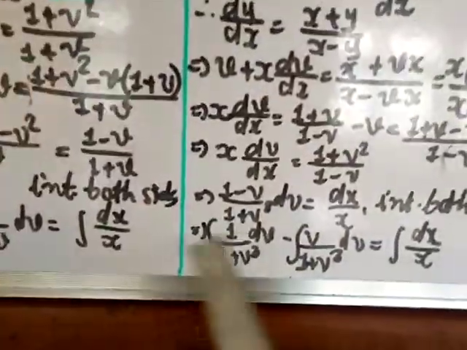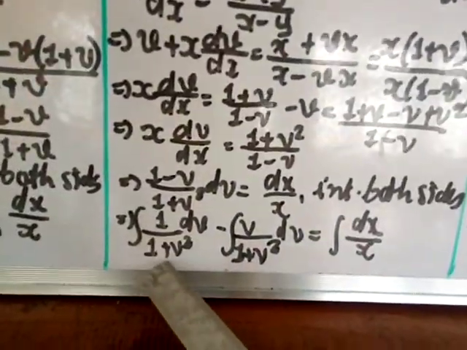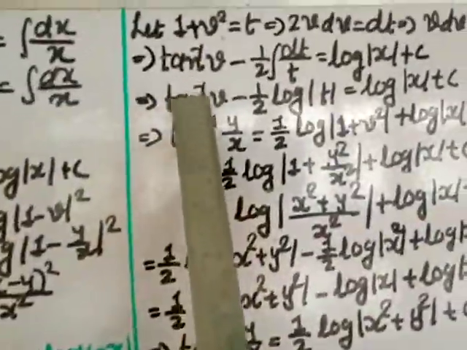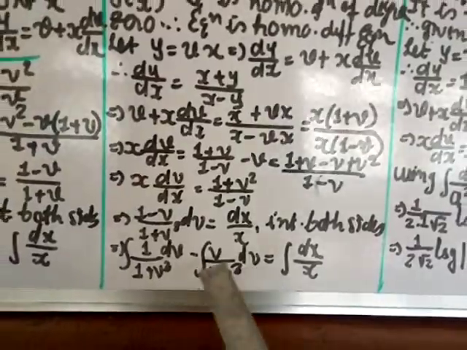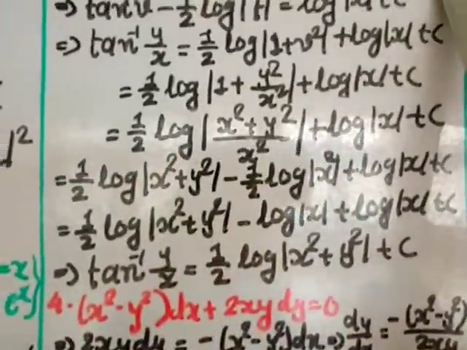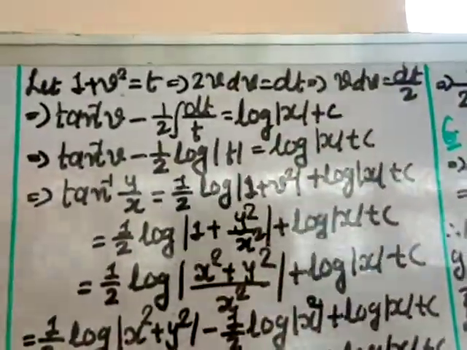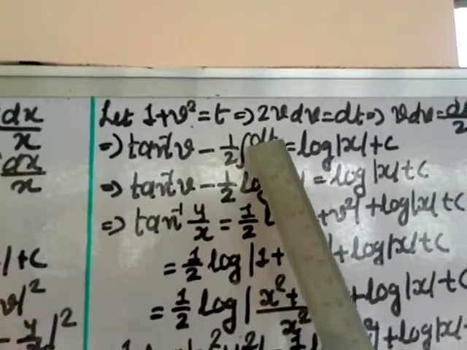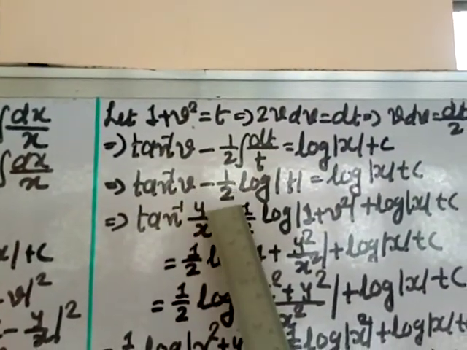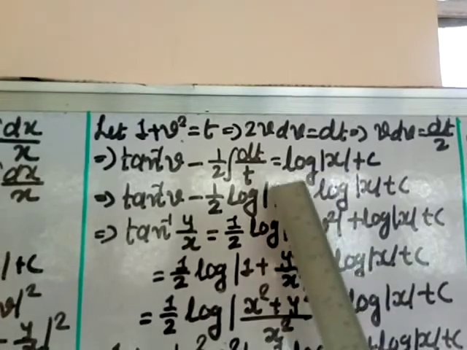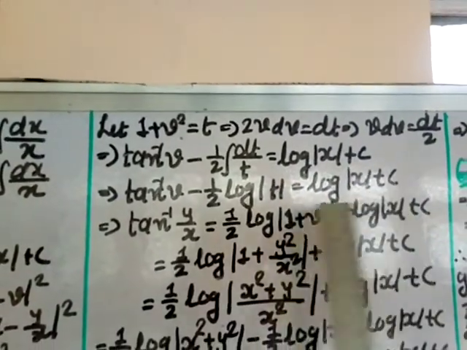So let us put it here. The first integral, integral 1 by 1 plus v square dv, is tan inverse v, a direct formula. Minus, instead of v dv you are going to put dt by 2, and the denominator is 1 plus v square, that will be t, is equal to integral dx by x, which gives log x plus c. So directly I have done it. Now this integral is left. This also is a log, so it is minus 1 by 2 log t equal to log x plus c.